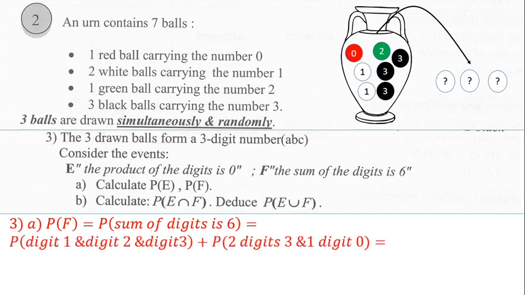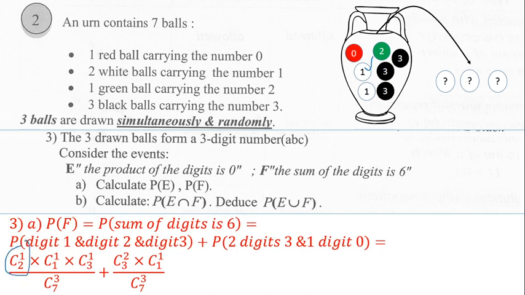Okay. Digit 1, digit 2, digit 3: one of each. So choose one of this, we have two, choose one of two. And choose one of this, we have one only. That's why I did one of one here. And we have three balls holding the number three. Choose one among these, and you will get the answer.